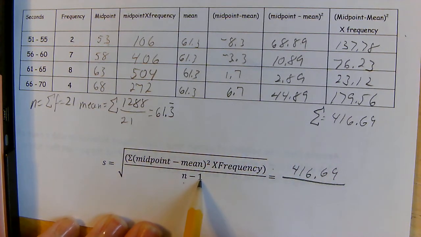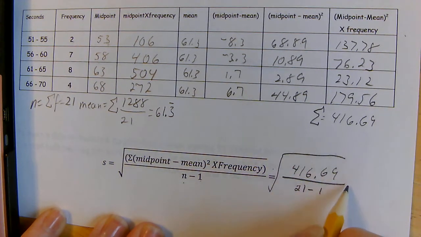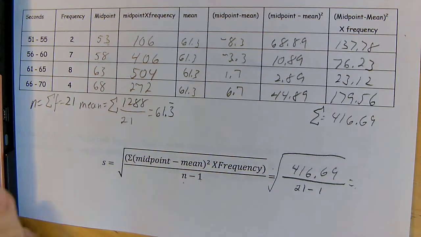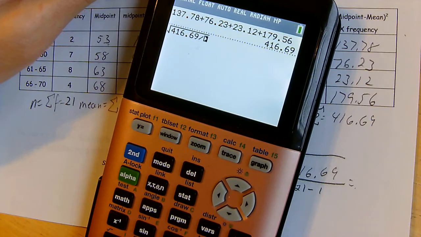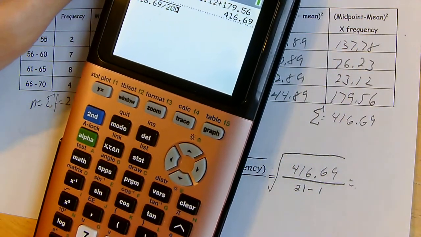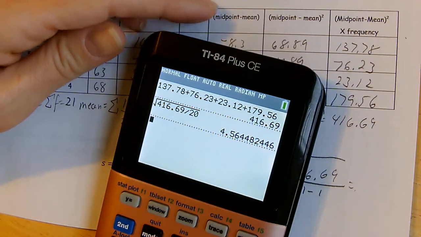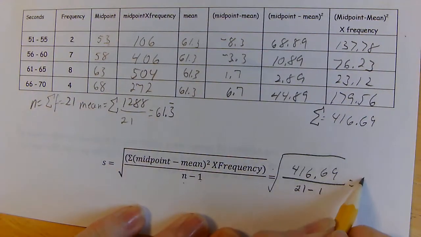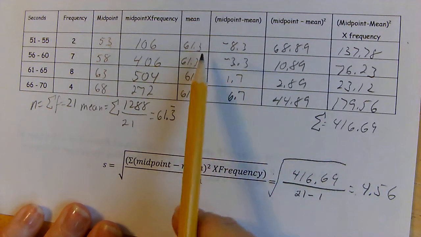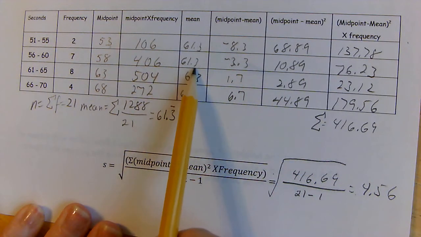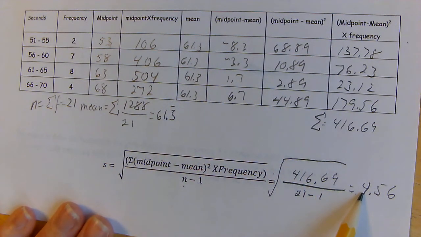All over n minus 1. Our n was 21. Square rooted. So that'll be 20 on the bottom. I'm going to round that to 2 decimal places, 4.56. So the average time was 61.3 seconds with an average distance from the mean, or standard deviation, of 4.56.